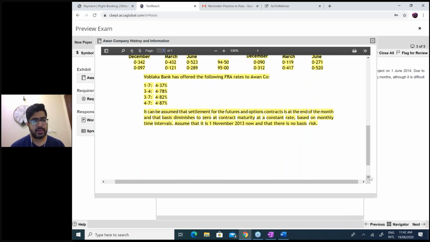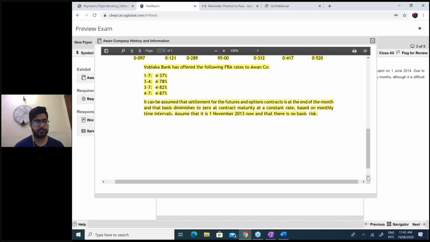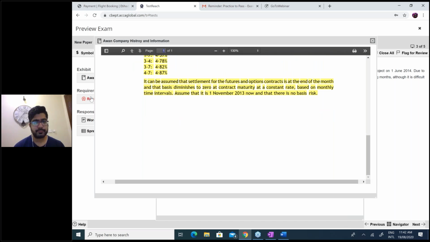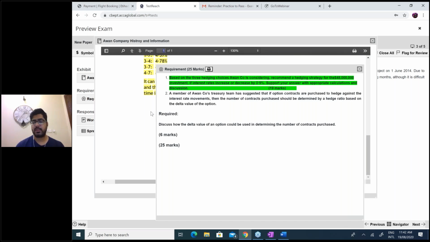Wablaka Bank has offered the following FRA rates: 1-7, 3-4, 3-7, 4-7. The requirement is based on the 3 hedging choices Avan is considering. What are the 3 choices? Futures, options, and FRAs. Recommend a strategy for 48 million investment. If interest rates increase or decrease by 0.9, you need to solve 2 cases. Even if interest rates increase or decrease, you need to do both cases of 0.9.